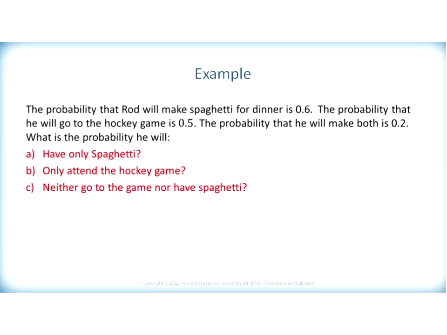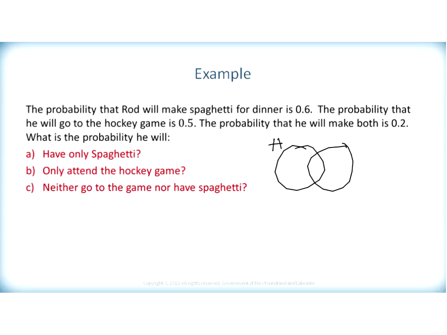You may want to pause the clip again and attempt this problem on your own. The probability that Rob will make spaghetti for dinner is 0.6. The probability he will go to the hockey game is 0.5. The probability that he will do both is 0.2. What is the probability he will have only spaghetti? What is the probability he will only attend the hockey game? And what is the probability he will neither go to the hockey game nor have spaghetti?